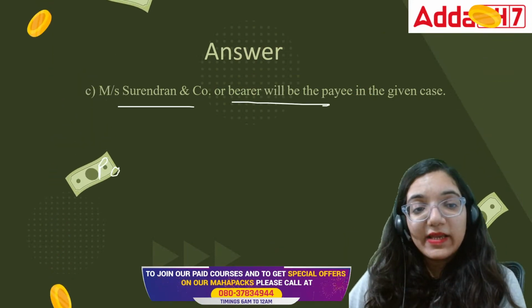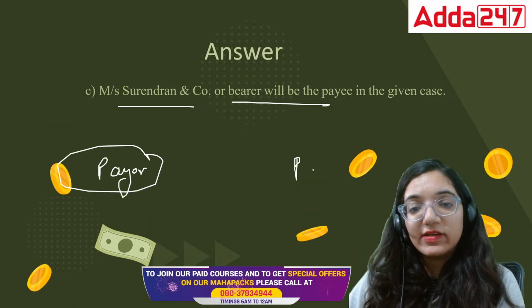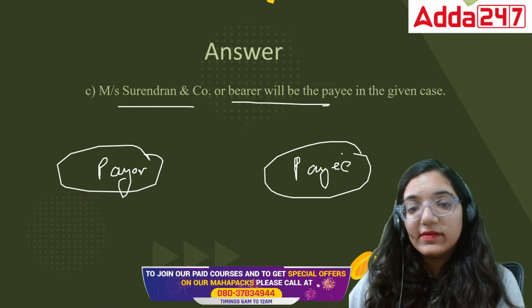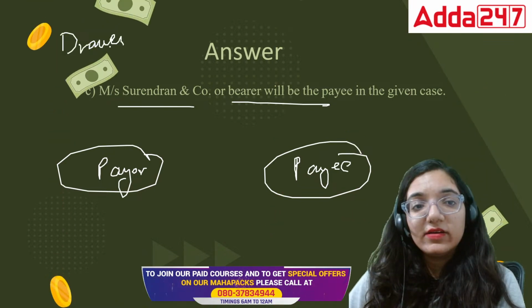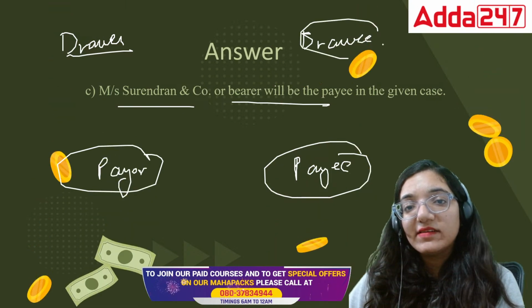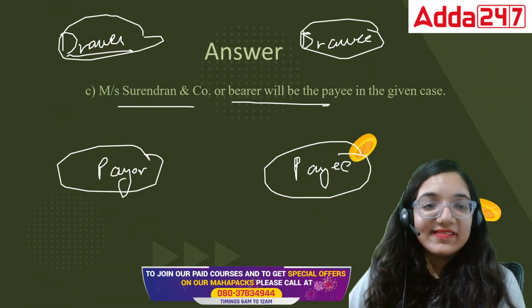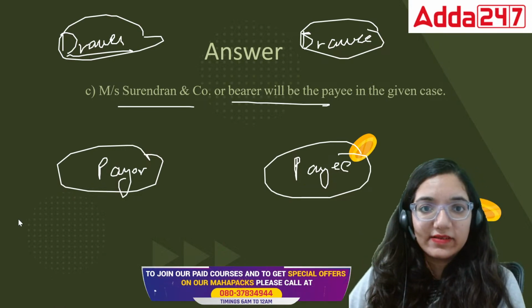The one who pays is called payer. The one who receives is called payee. The one who draws the bill is called drawer. The one who receives the money is drawee. Done, everyone? That's the second question. Now let's move on to the next one.